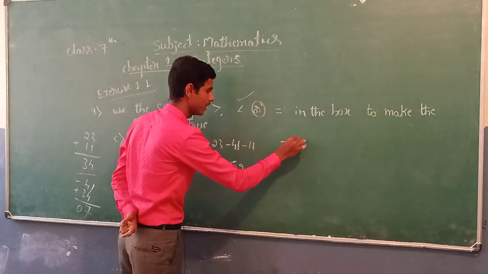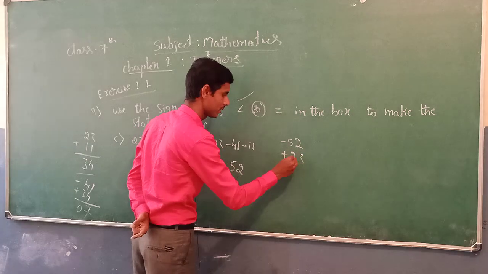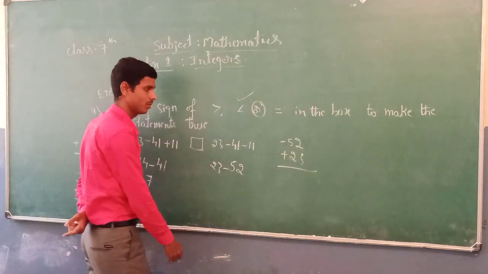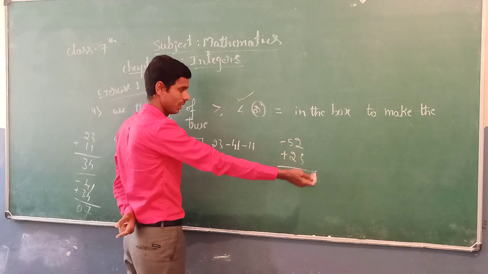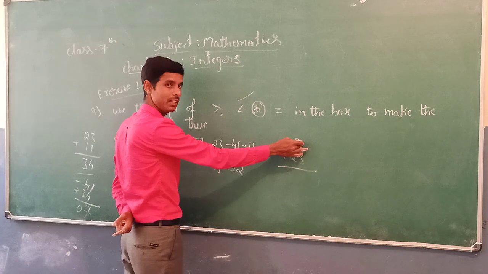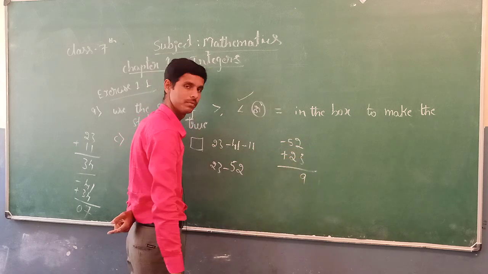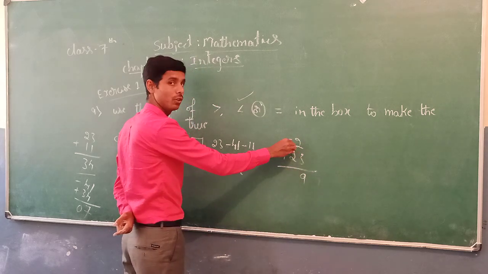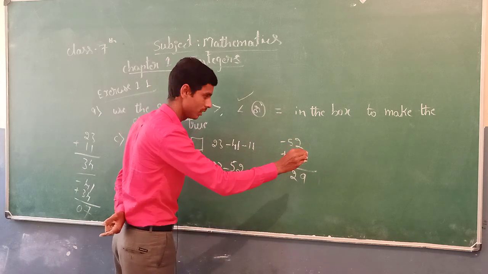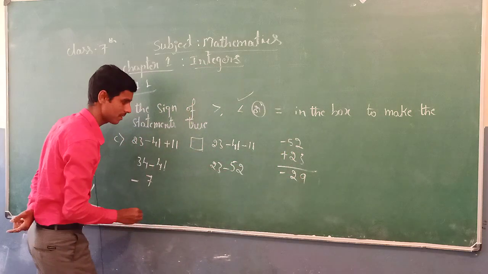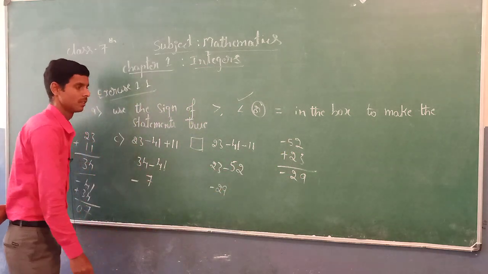From minus 52 we have to subtract plus 23. So 52. From 2 we can't subtract 3. It will become 12, right? From 12 if we subtract 3 we'll get 9. So this will become 4. 4 minus 2 is 2, right? Which sign we have to put? Minus sign.